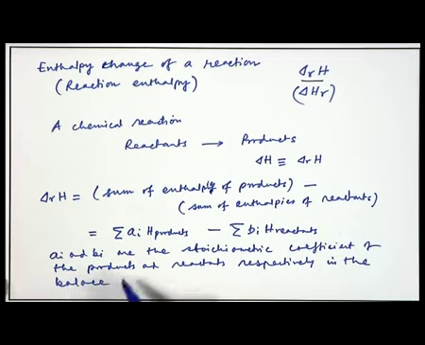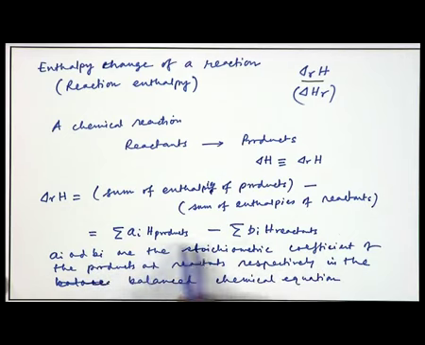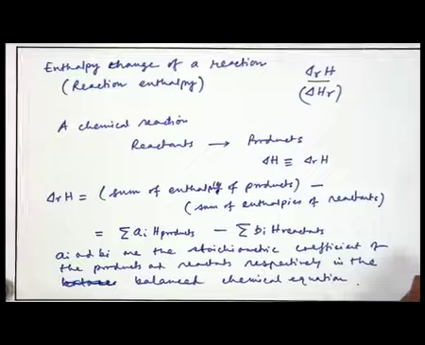So, when you are talking about the stoichiometric coefficient, that has to be in the balanced chemical equation. Unless you do balancing, you will not be able to get the stoichiometric coefficient right. So, these are a_i and b_i, the stoichiometric coefficients for products and reactants in a balanced chemical equation.